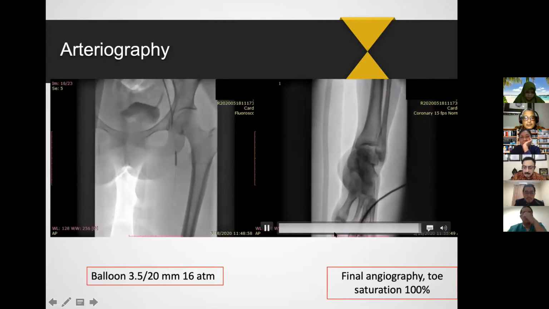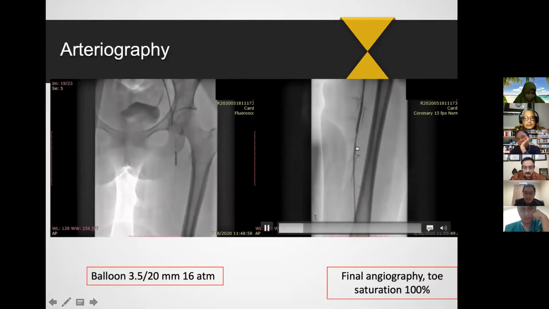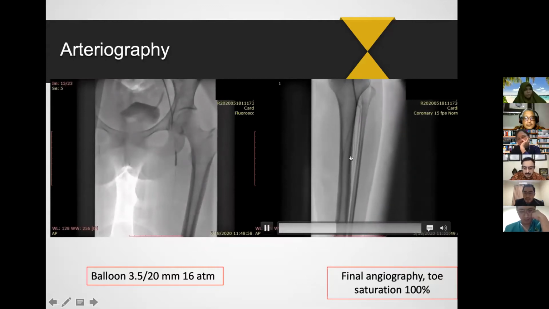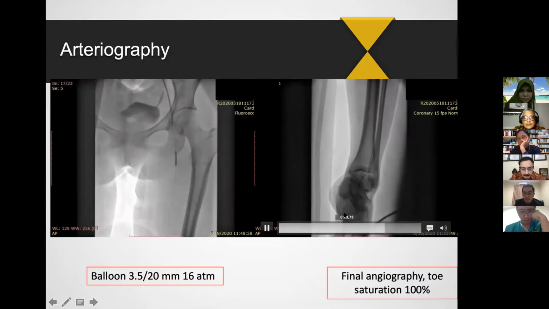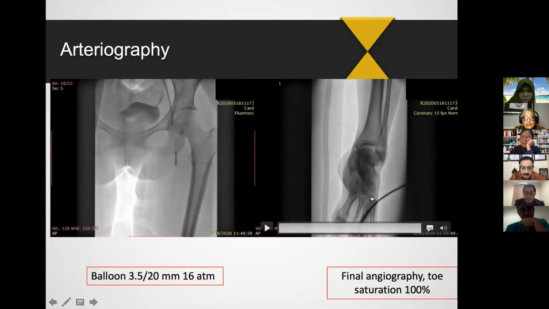This is the final angiogram after we did balloon angioplasty. We can see there was flow from the proximal to distal SFA, and also flow to the distal dorsalis pedis. Because saturation increased to 100%, we stopped the procedure and moved the patient to the ward.